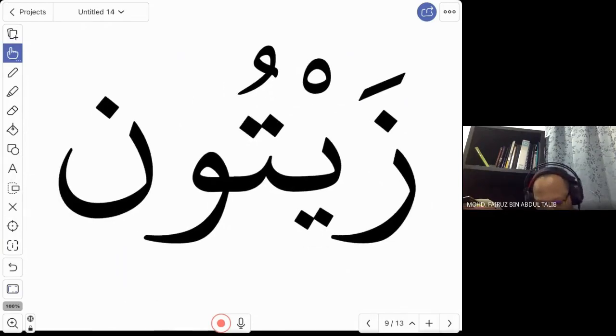This is not the long vowel. If you look at here, you have ya. But what happened to the ya? What do you have before the ya? It is a fatha. So this is not a long vowel.